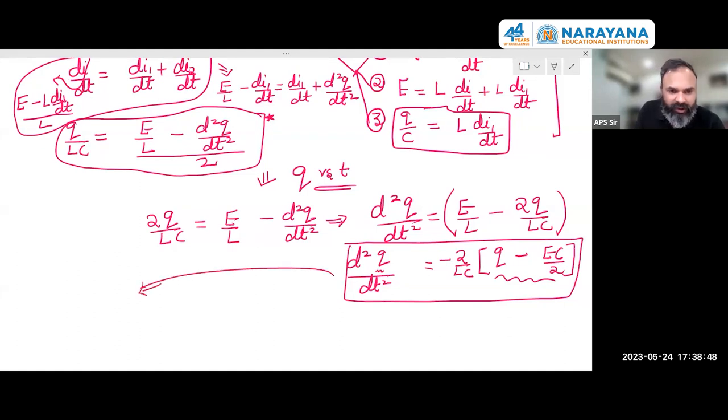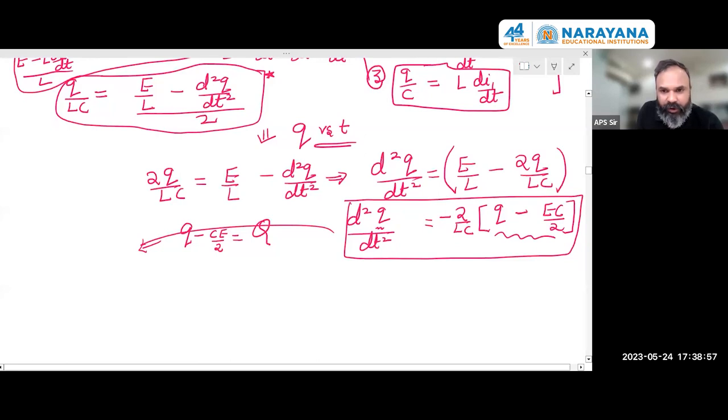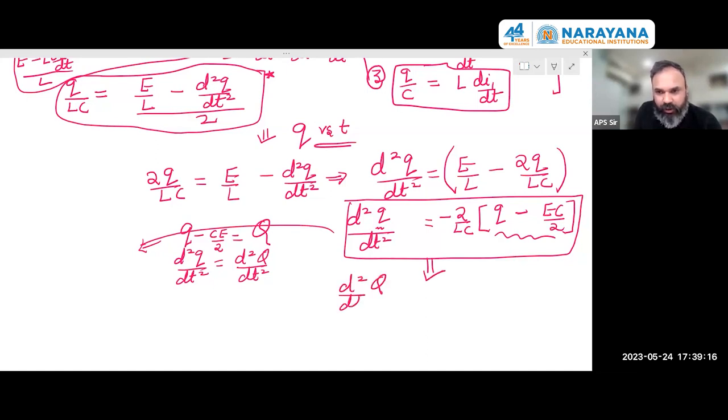You can directly say, if you take q minus CE by 2 as a new variable, let's say capital Q, still you can say the second derivative of q, like d2q by dt2, and the second derivative of capital Q, d2Q by dt2, that will be the same. This constant's derivative will become 0. So basically, this equation converts into d2Q by dt2 is equal to minus omega square Q.